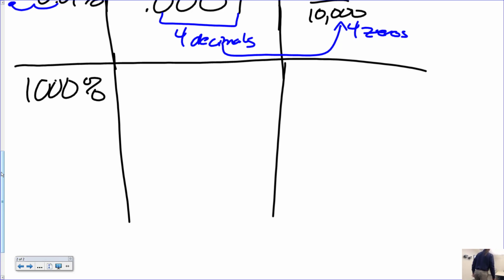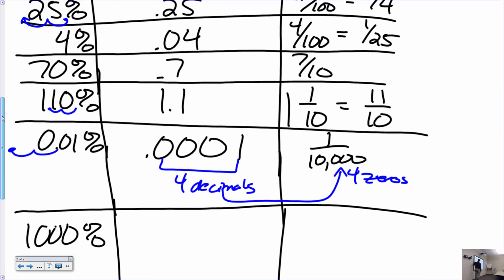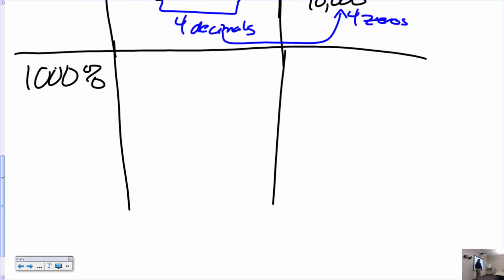So I tell you that the cost of college has increased by 1,000% over the last 5 years. How do you write 1,000% as a decimal? You don't do anything different. Same thing you've always been doing, right? What are you doing in all these other ones? It's 10.